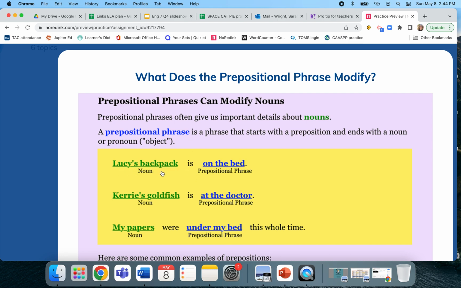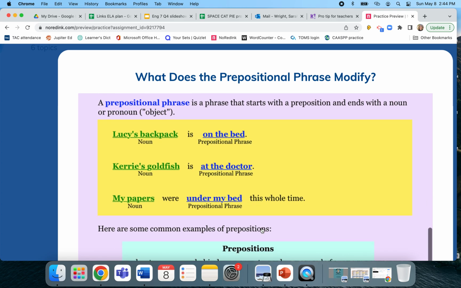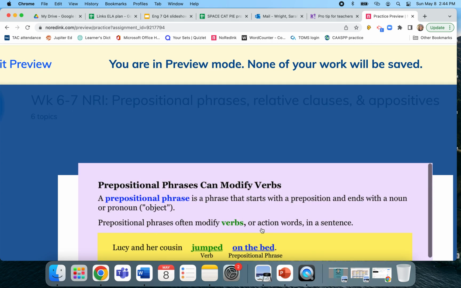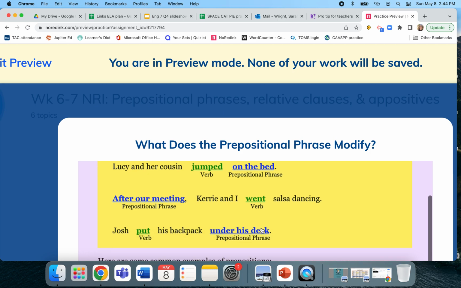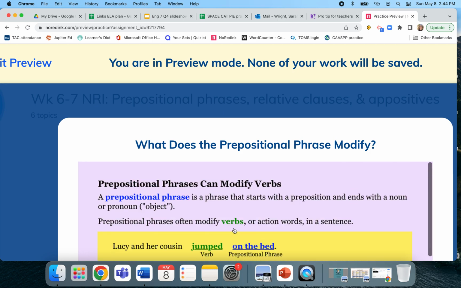So Lucy's backpack is on the bed, or the goldfish is at the doctor. Weird. My papers were under my bed this whole time. Okay, so that's what they're doing. They always have that sound to it: on the bed, after a meeting, under his desk.